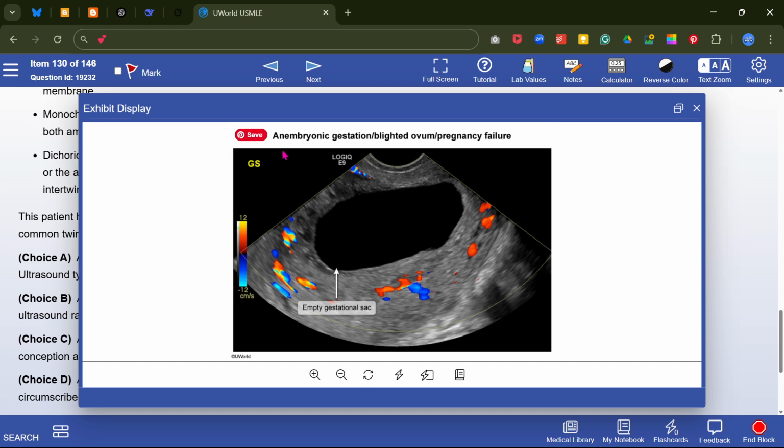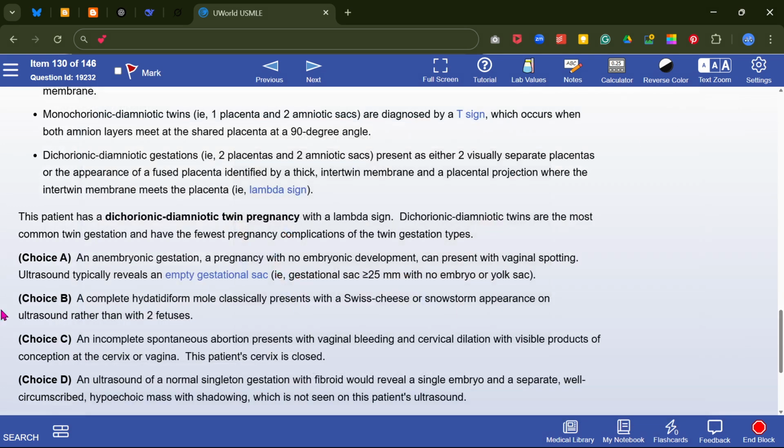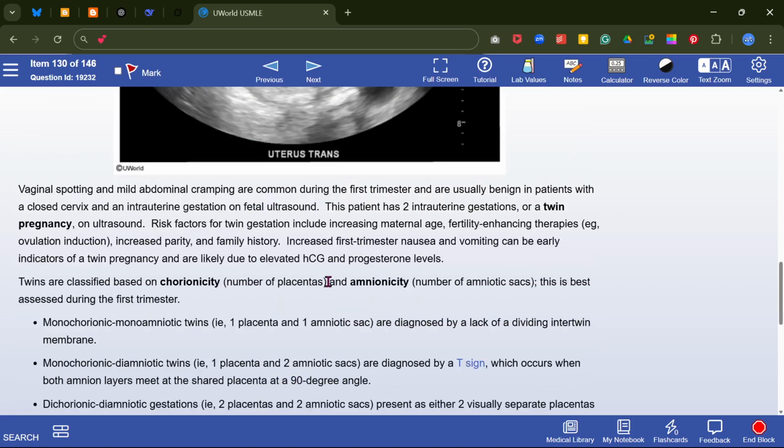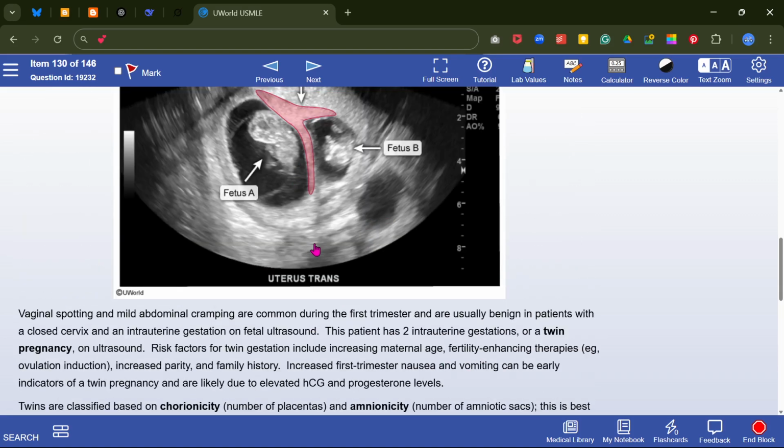This is anembryonic gestation or blighted ovum or pregnancy failure, very high yield. An anembryonic gestation is a pregnancy with no embryonic development, and can present with vaginal spotting. Ultrasound shows an empty gestational sac more than 25 millimeters with no embryo. So it is twin pregnancy.